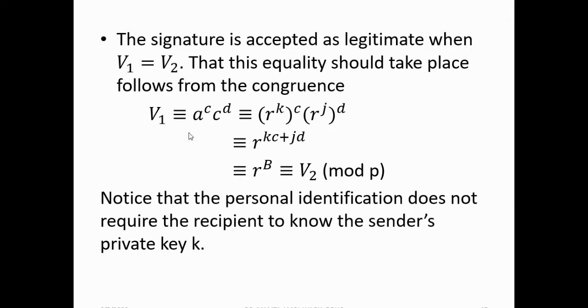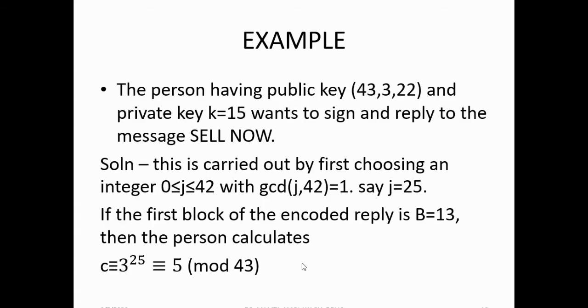Notice we can see how V1 is equal to V2. V1 is a to the power c, c to the power d, which is congruent to, so a is r to the power k and c is r to the power j, so this is r to the power kc plus jd, and what is this? This is your b, mod p. So this is congruent to V2. Notice that the verification does not require the recipient to know the sender's private key. So this was the signature.